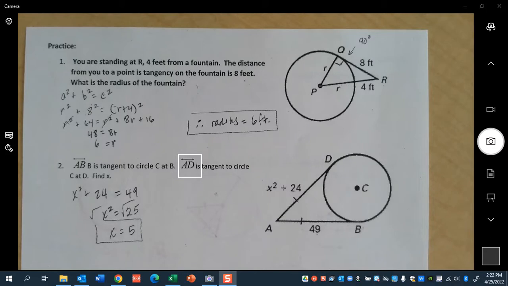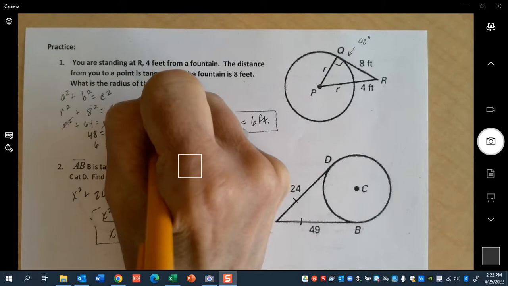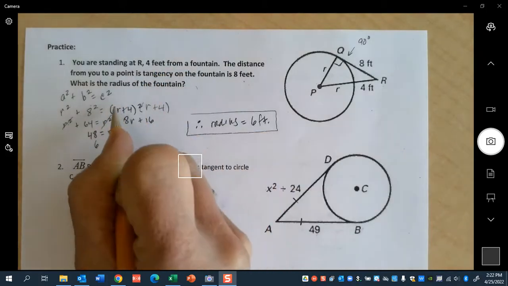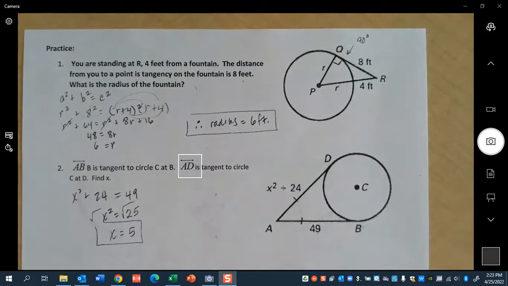And now what I'm going to do when I square it, I need to make sure, and sometimes it's easier to write this as R plus 4 times R plus 4, because then you can see your first terms, your outside terms, your inside terms, and your last terms. And then I'm like nervous. You're like, oh no, quadratic. Don't worry, it cancels out. Okay? Are we good?